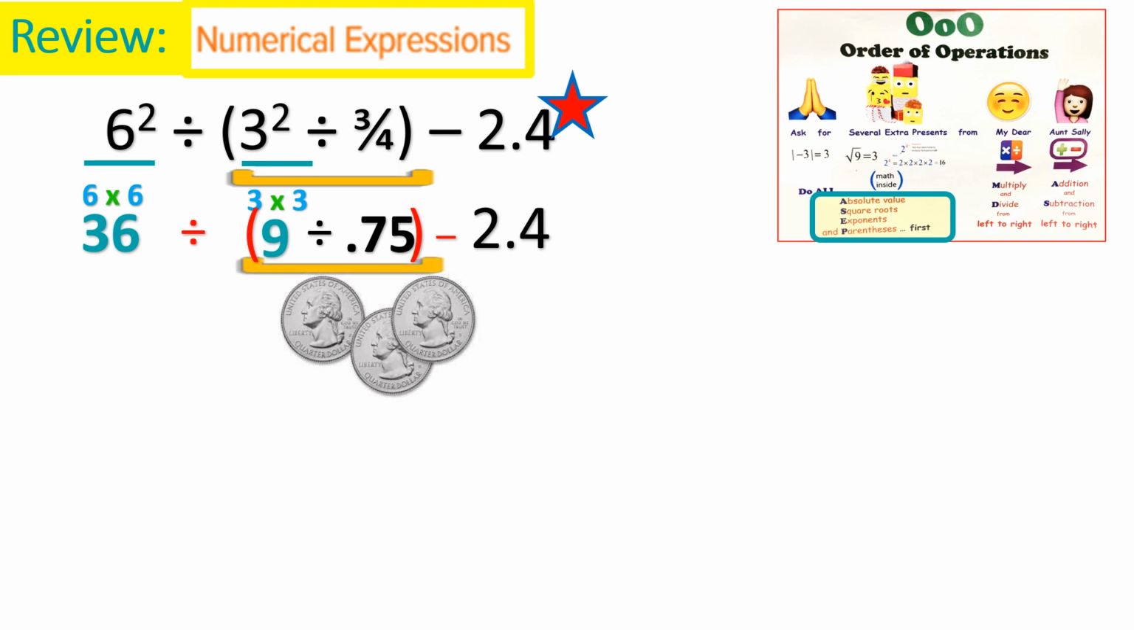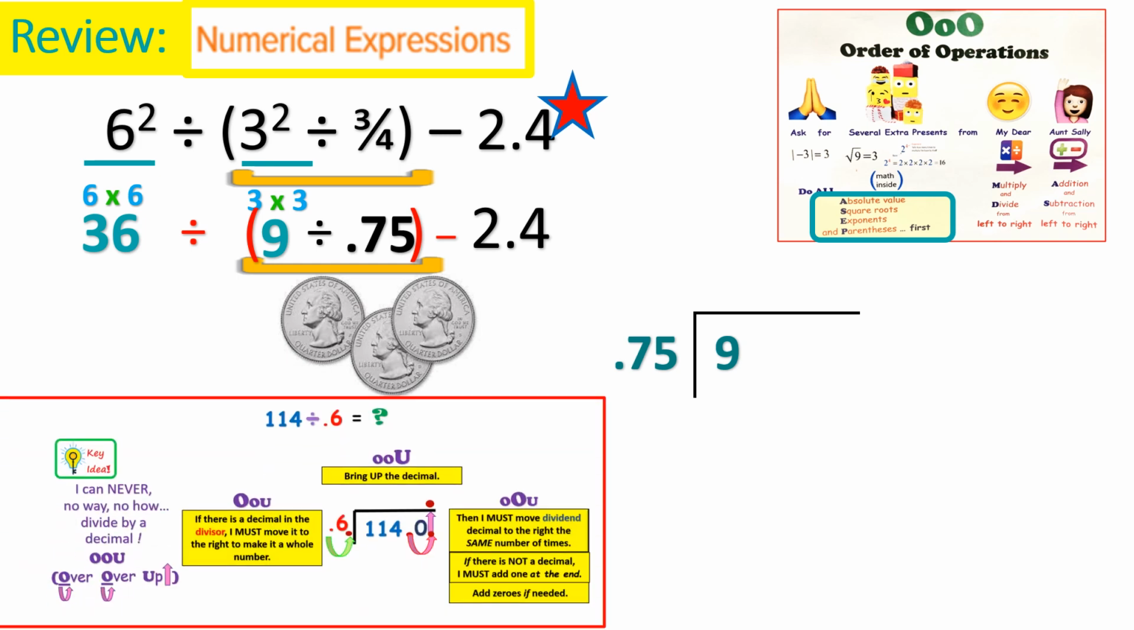If I take my parentheses, because I have to do that first, which number goes inside my division box? Hopefully you thought the 9, the first one, right? So I'm going to divide 9 by 0.75. Once again, we can't divide by a decimal. So quick review, we have our OOU, our over, up. And if that seems new to you, you need to go back and do some reviewing and looking up these lessons because we taught it over in Unit 3.